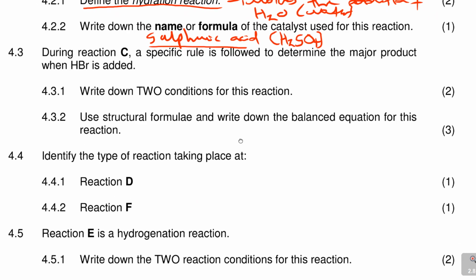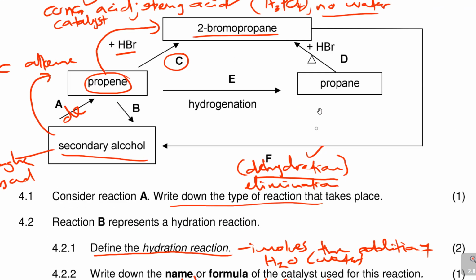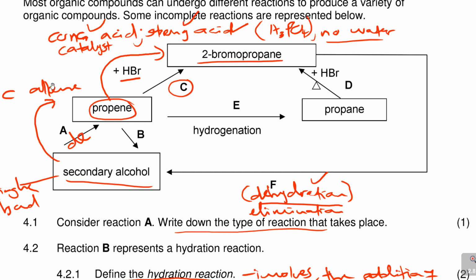Alright, so now 4.4, identify the type of reaction taking place at reaction D. What is D? Propane already is an alkane. And from an alkane, you go to 2-bromo. So you can see that you're having bromo in that alkane. So it's substitution. Okay, substitution reaction. Alkane to bromine, yes, substituting there.